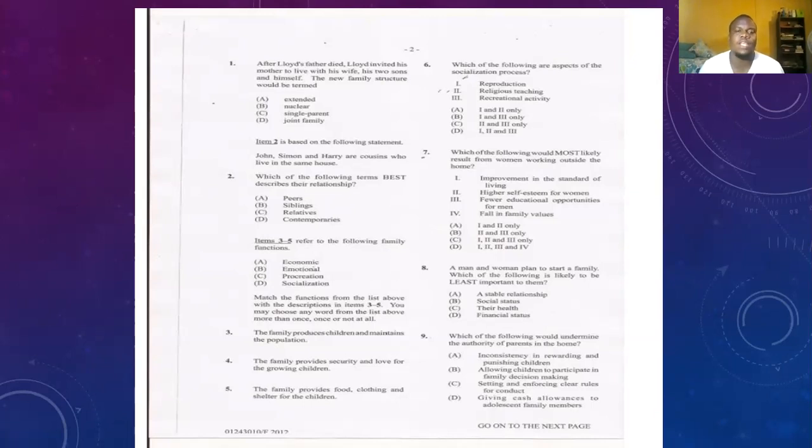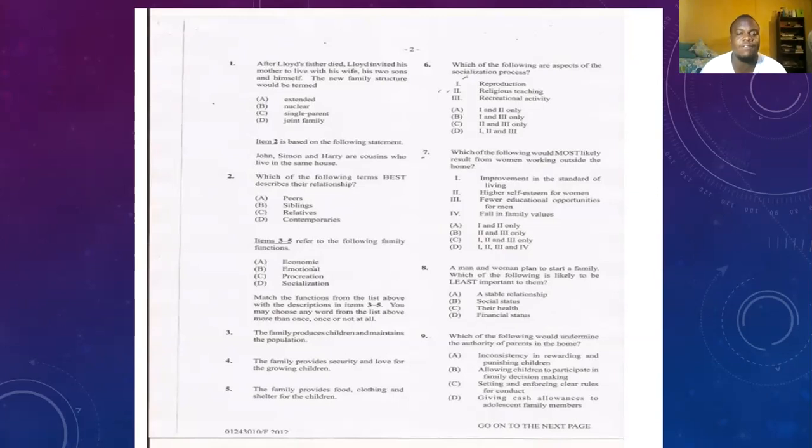Good. Number two is based on the following statement. John, Simon, and Harry are cousins who live in the same house. Which of the following terms best describes their relationship? A, peers, B, siblings, C, relatives, D, contemporaries. So we know it's not peers because they are related, and it's not contemporaries either. So it's either siblings or relatives. It can't be siblings because they are not brothers. They are cousins. So it's C, they are relatives.